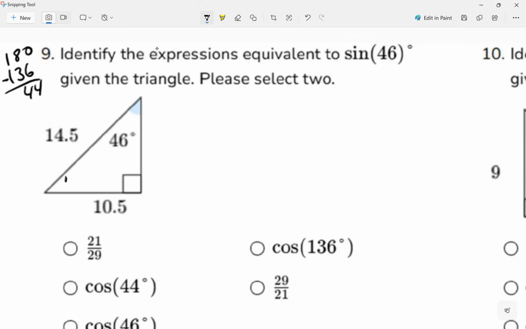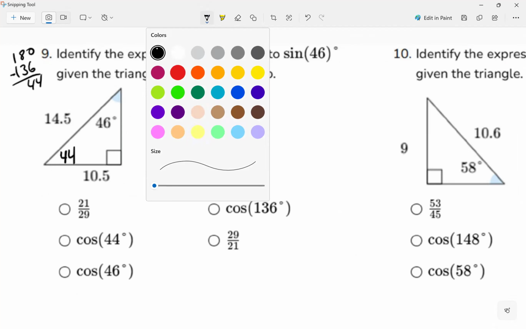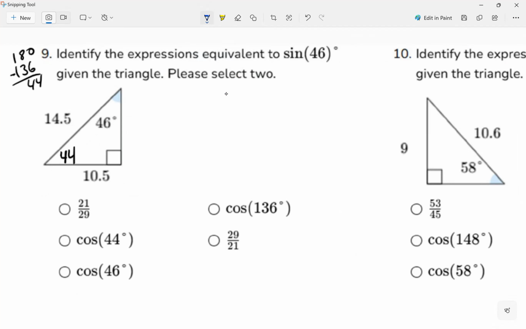I'm going to say my third angle, even though I was not given my third angle from the beginning, I'm going to call it 44 degrees. Now, why am I saying that? Okay, let me come back here. So it says, identify the expression equivalent to sine of 46 degrees given the triangle. Please select two. Okay, so there's two of them. There's two fractions that are equivalent, so are equal, or the same thing as sine of 46.